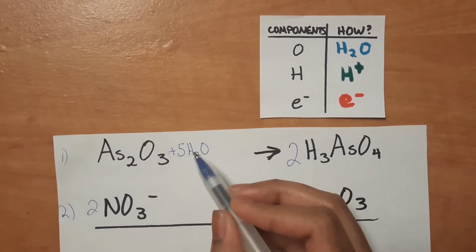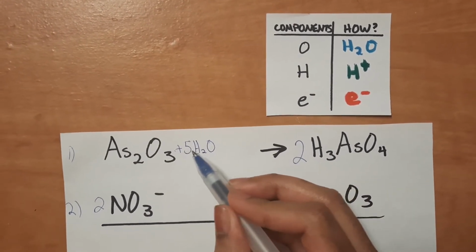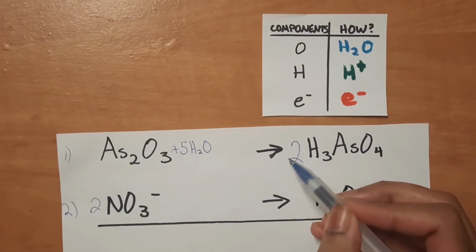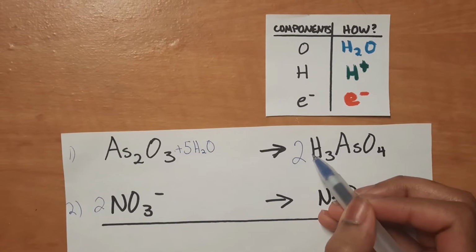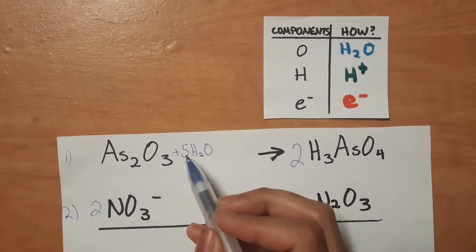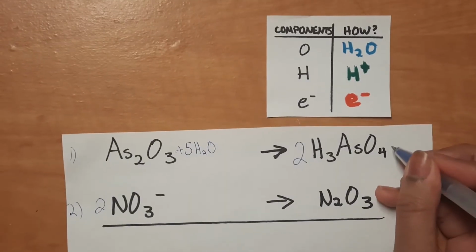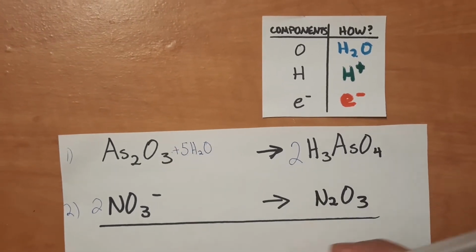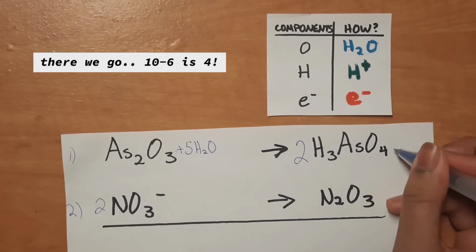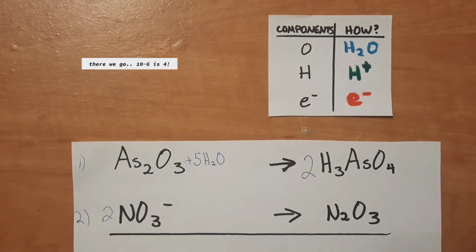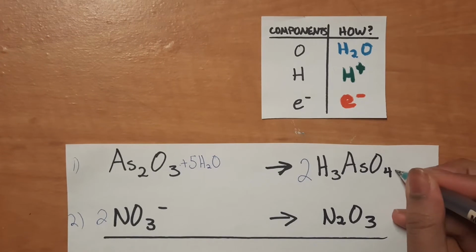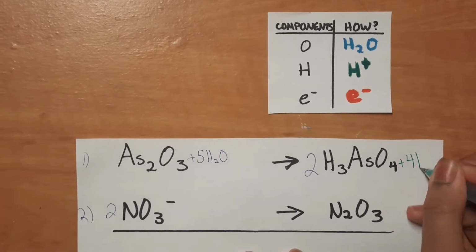So when we add a water molecule, we're also adding these hydrogens, right? So now we'll look to see if the hydrogens are balanced. We have 2 times 3, which is 6 hydrogens, 5 times 2, which is 10. So we need 3 more hydrogens on 10, 6, 4. We need 4 more hydrogens on this side. So I'll use my green pen for that, just to color coordinate with the component table. So plus 4.